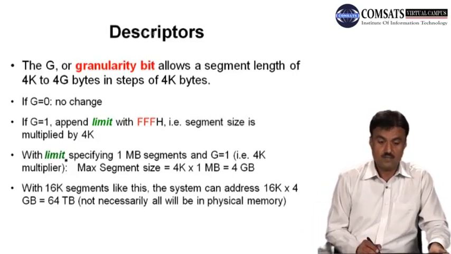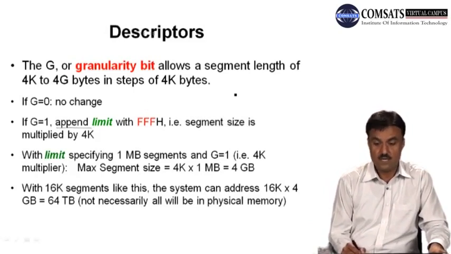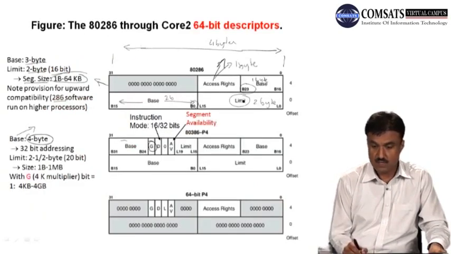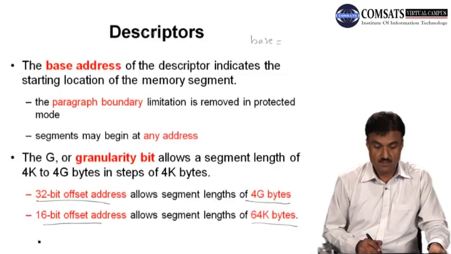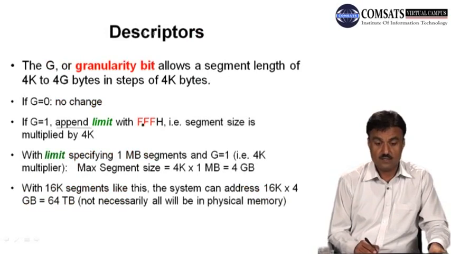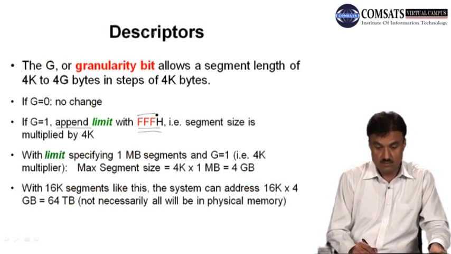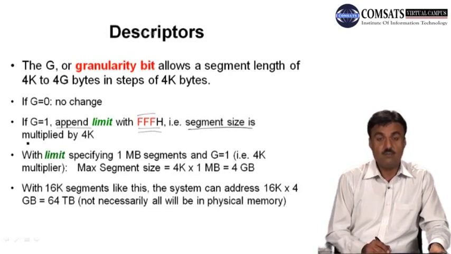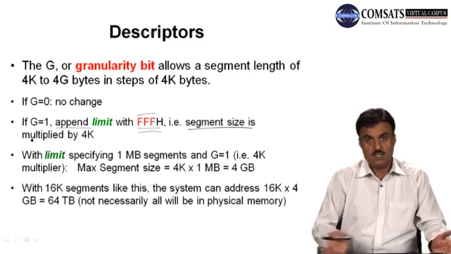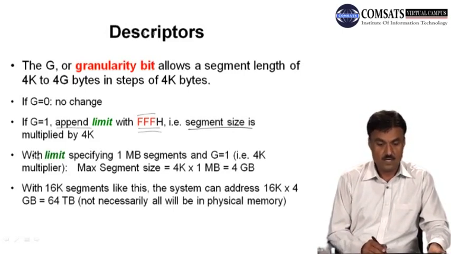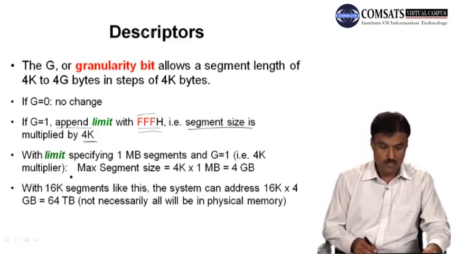In case G is equal to 1, then we will append the limit area. In the previous one, the limit area was 2 bytes. So we will append the limit area with FFFH if G is 1. This FFF is 3 hexadecimal digits, so the segment size is multiplied. Appending means, as we saw, if we append 0, we are multiplying by 10 and so on. If we append this FFF, we are multiplying the segment size by 4K, or 4 kilobytes.